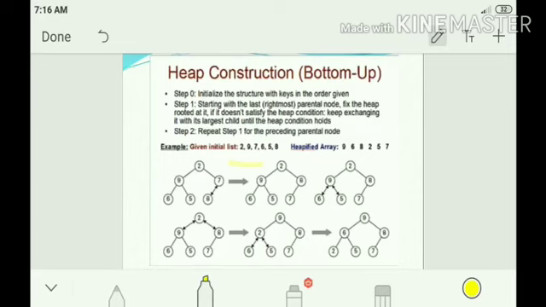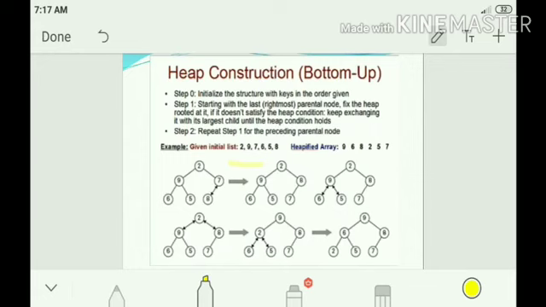9 is at location 2, so 9's left child will be at location 2 times 2, that is index 4, and 5 will become the right child of 9, and 8 will become the left child of 7. That is, we consider the first element as root, the second element as its left child, the third element as its right child, the fourth element becomes the left child of 9, the fifth element becomes the right child of 9, and the last element becomes the left child of 7.